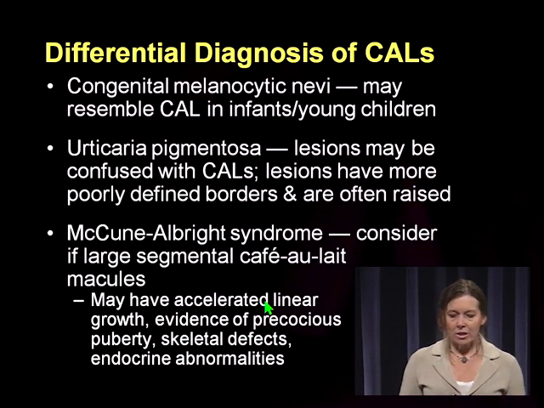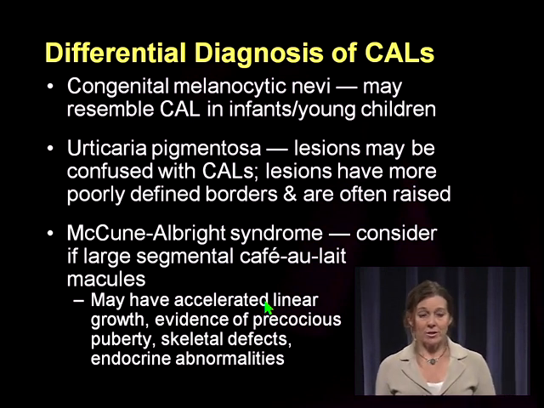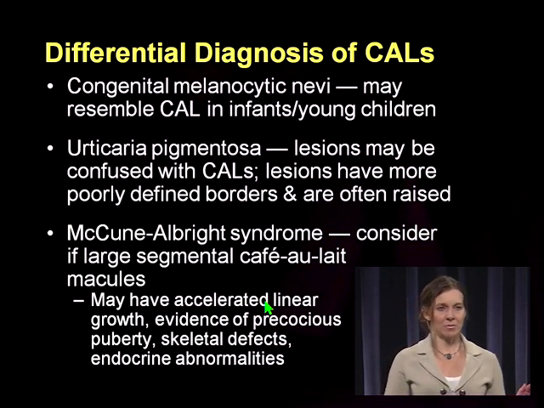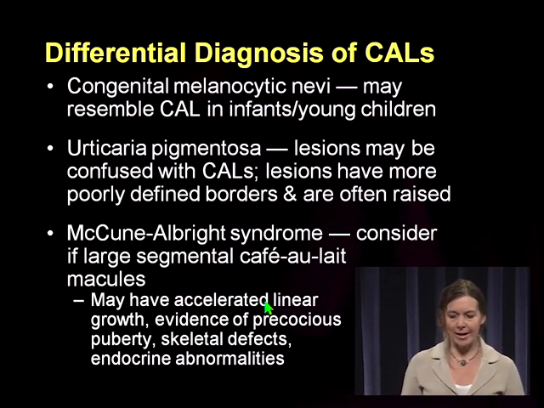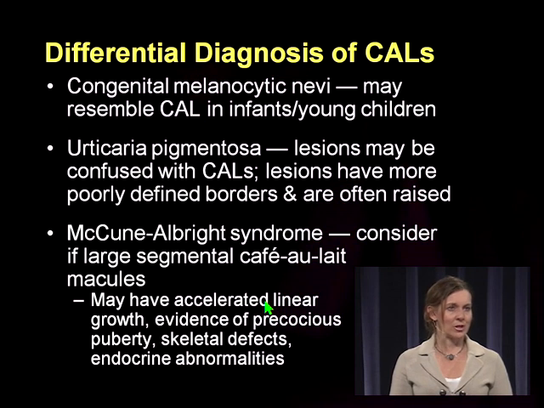Okay. Just briefly, as far as the differential diagnosis of cafe au lait macules, I already mentioned that early congenital melanocytic nevi can sometimes be very flat, very light, and look very much like cafe au lait macules. And sometimes I just frankly can't tell what it is when I'm seeing an infant who's just a couple months of age or shortly after birth. Over time, though, the difference usually becomes much more clear-cut.